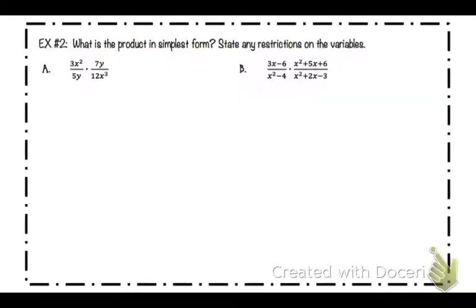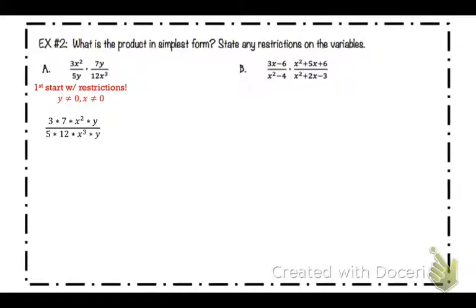Okay, so let's get into ones where we actually have variables. So first thing you always do is start with restrictions. So we just have variables. So here it's y cannot equal 0, x cannot equal 0. Now let's just start to simplify this down. So I'm going to rearrange this, put all my numbers up front, and then my x's and my y's. So I have 3 times 7 times x squared times y over 5 times 12 times x cubed times y. So I just rearrange this.